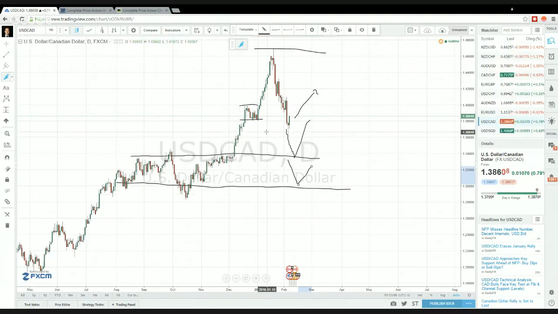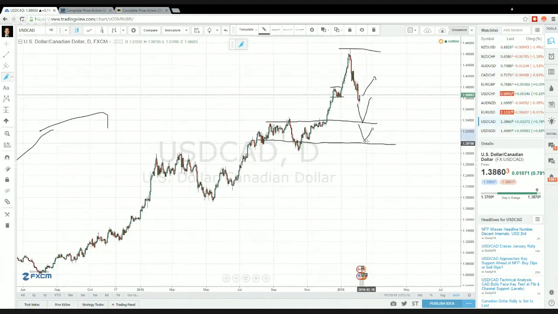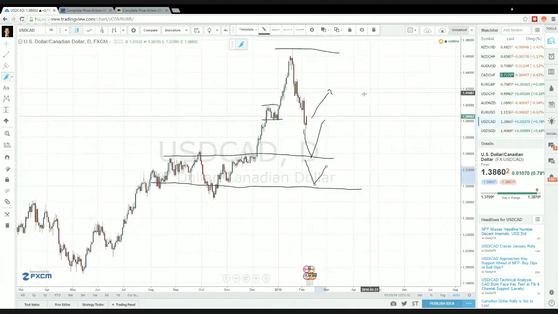The reason why we're looking to buy is because we're in a big uptrend, right? So there's no need to look for selling unless we see that the trend starts going downward. So we see that downtrend starting. That's what I'll be looking for.